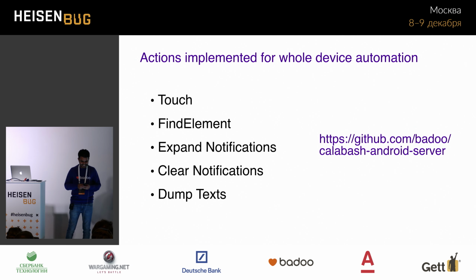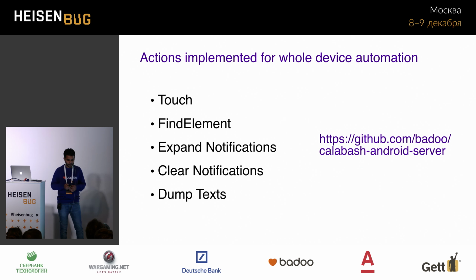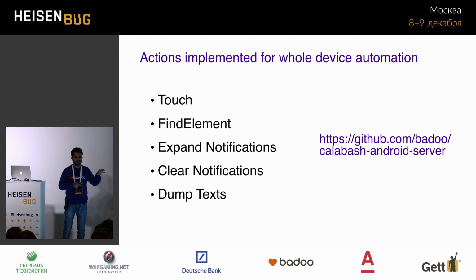If you want to look at this code, it's available in our official GitHub repo. So we solved one of the problems, and what's next? These are a very limited set of actions which we have implemented for cross-app testing. And as and when we need more things, we do it in our repository, which is a fork from the official Calabash Android server.